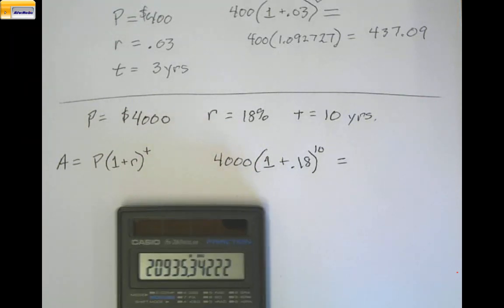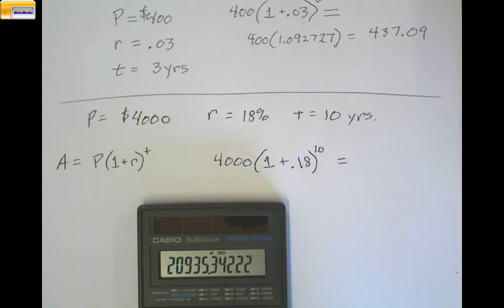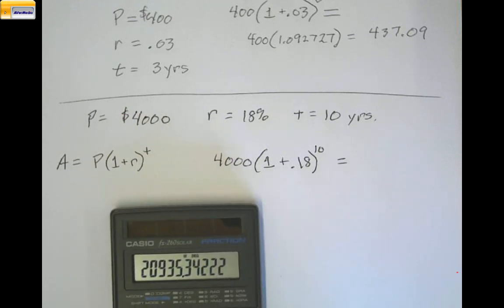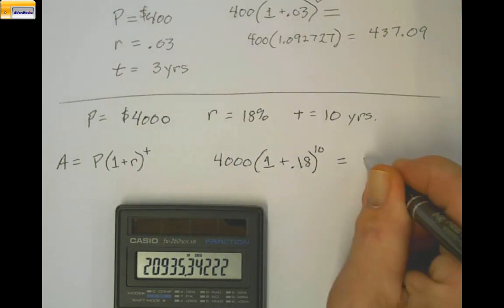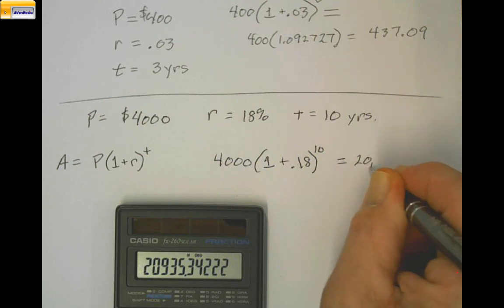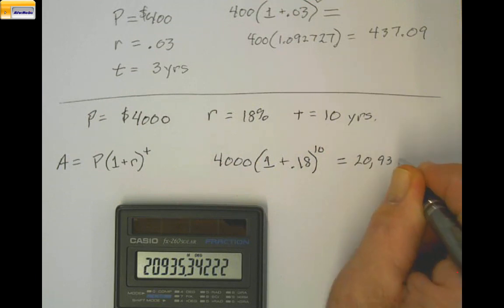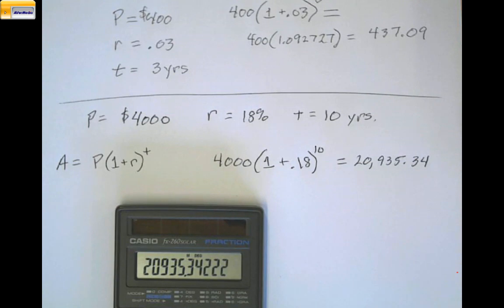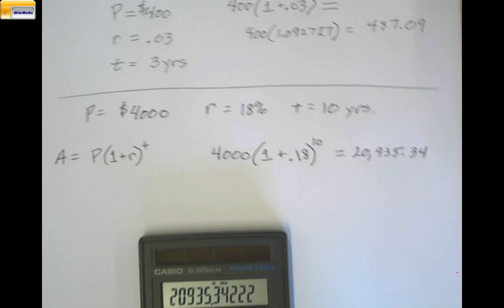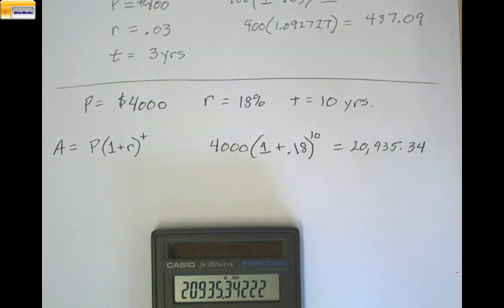So at 18% interest, my account balance, if I don't pay any of it until the very end, is $20,935.34. Amazing, isn't it? Simply amazing. So that's just one short example on doing this compounding interest problem.